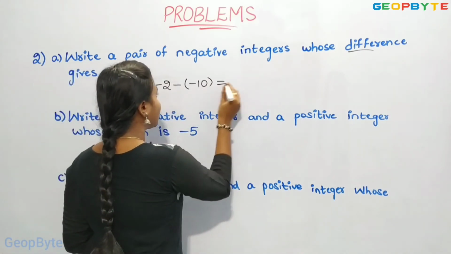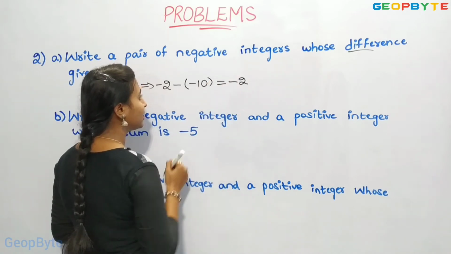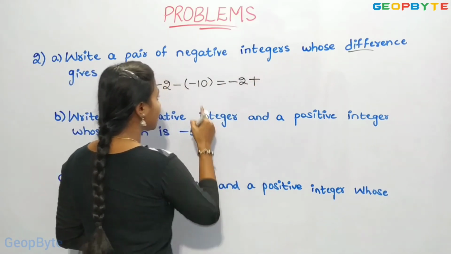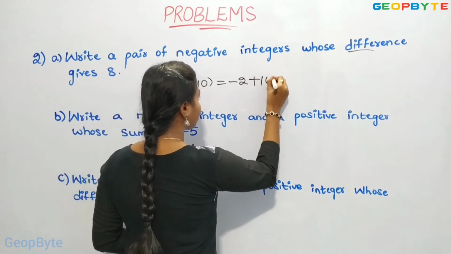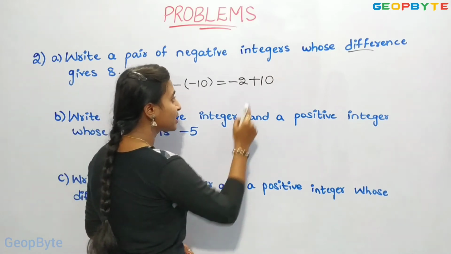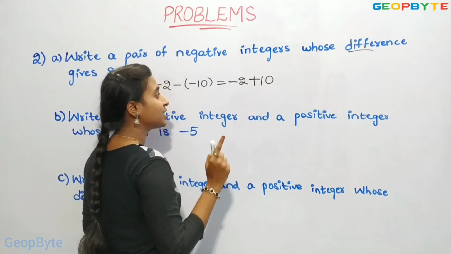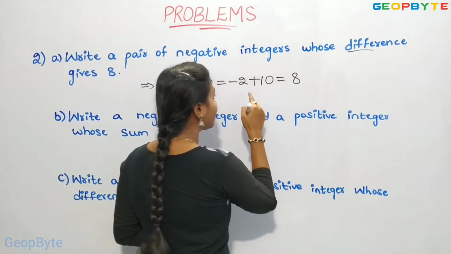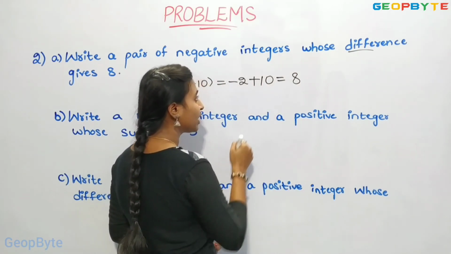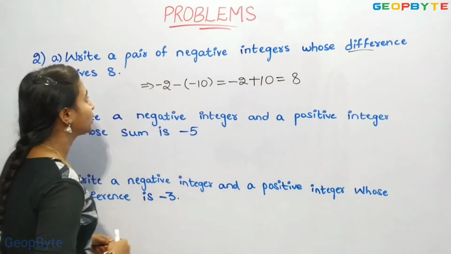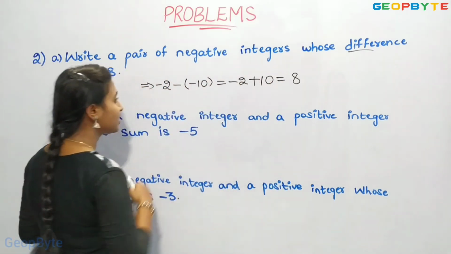Now I have 2 negative integers, that is a pair of negative integers, and the difference is here. Now minus 2 minus of minus 10. Minus into minus, plus 10. We have minus 2 plus 10. Minus 2 plus 10 is 8. Let us write 8, and the sign for the greater number is positive. That's why we got a positive number. So we got the answer.